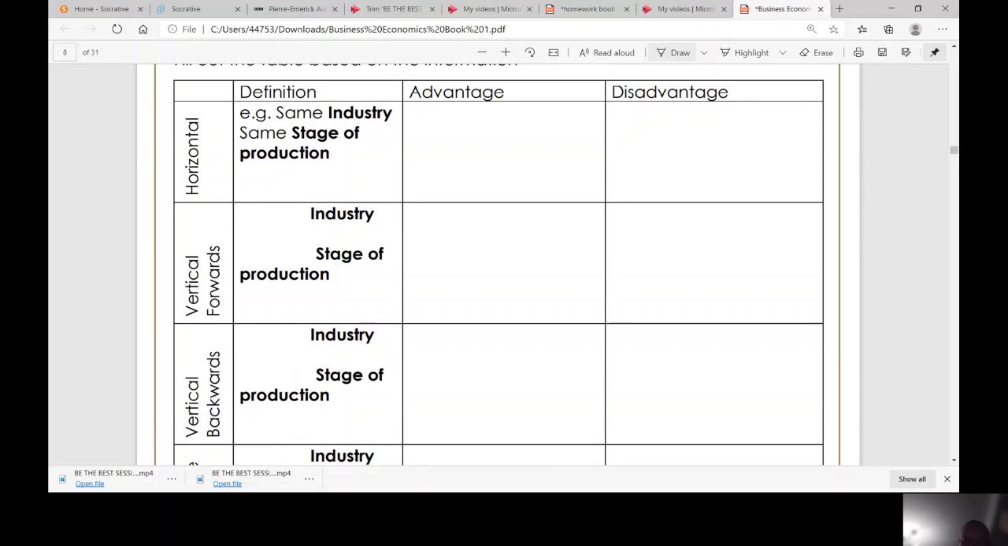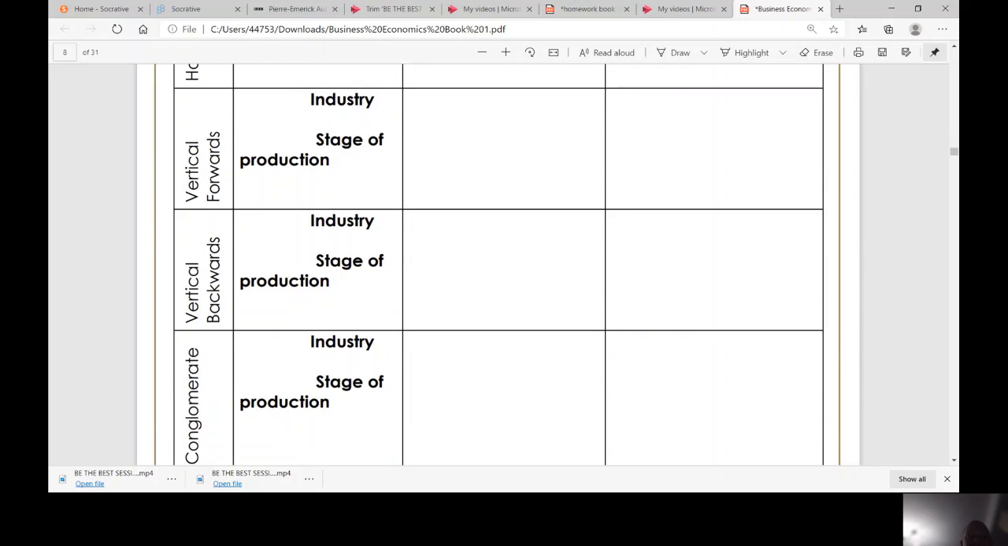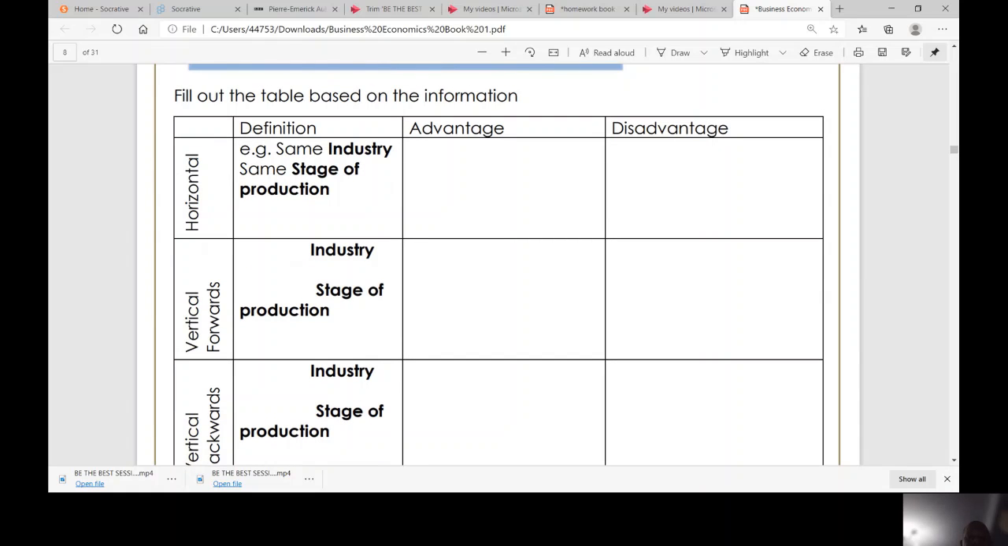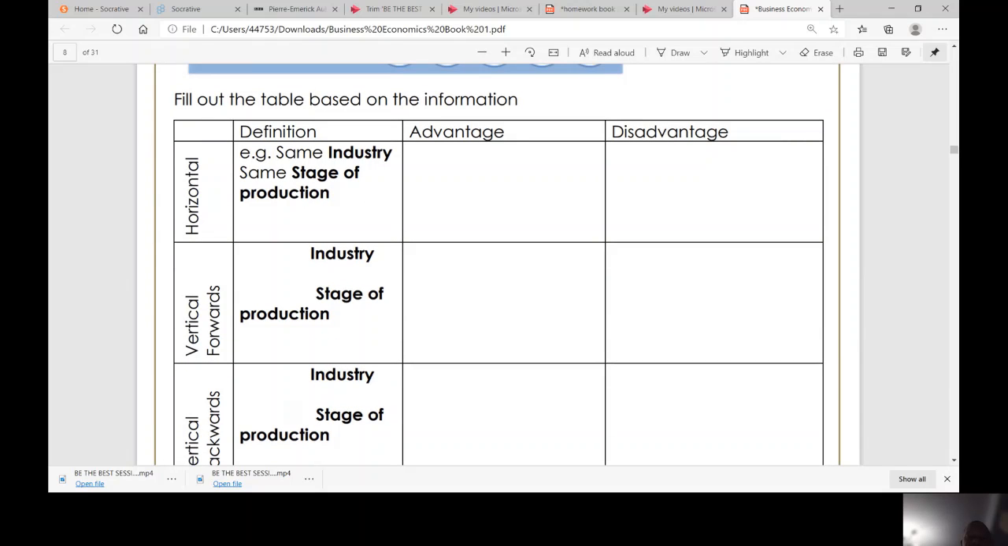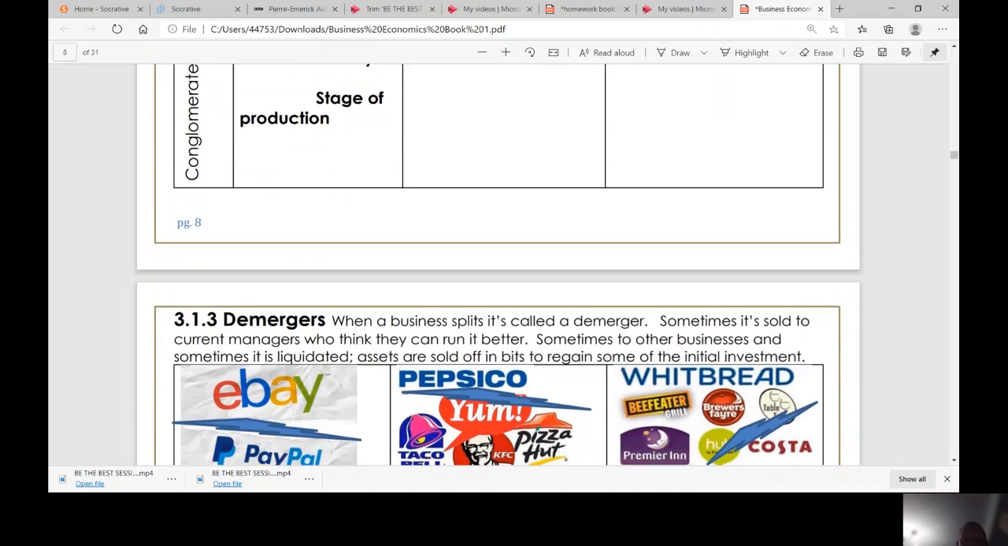The activity that you've got is filling in this table. So if you have a look at the table, you've got definitions, and there's one given for you there, which is same industry, same stage of production. The other definitions have the word industry and they have stage of production in there. And all I'd like you to do is to initially put down what you think in terms of how you would define that type of integration. And then I'd like you to think about an advantage and a disadvantage for each type of integration. So if a business grows through horizontal integration, what's the benefit of that? But also what's the disadvantage of that?